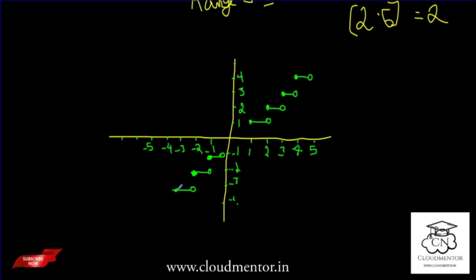So this is the graph, how it looks like. It is like a step, right? It's like a step. Okay, so that's the reason why it is also called the step function. Okay, so that's it.